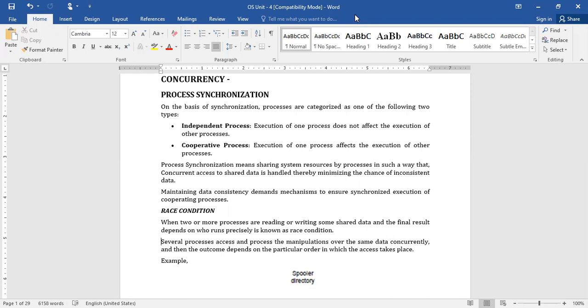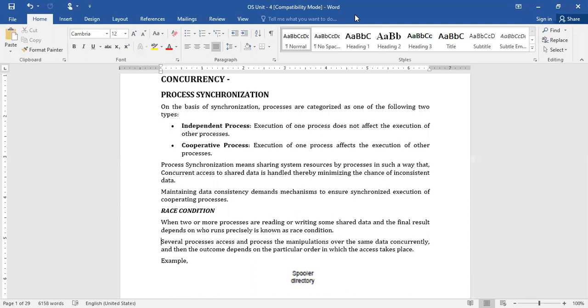Now, let us look at some important aspects related to inter-process communication, because you need to assume yourself to be the designer of an operating system. Keep that point in your brain and try to understand what I am going to deliver. Otherwise, you may not understand properly. So you are the designer of an operating system, and you are going to design a new operating system.